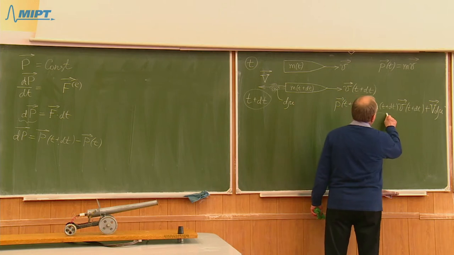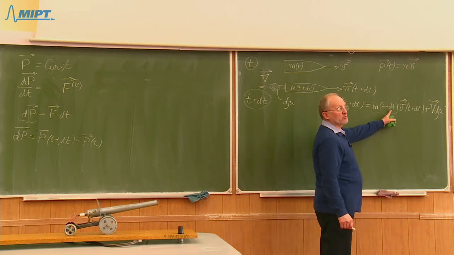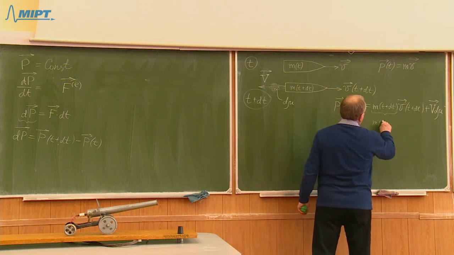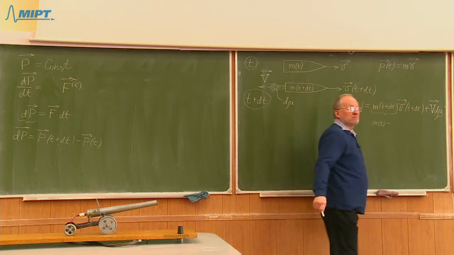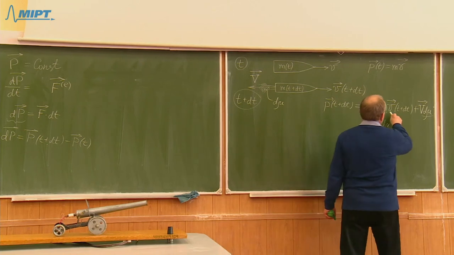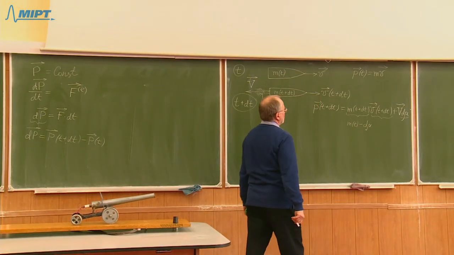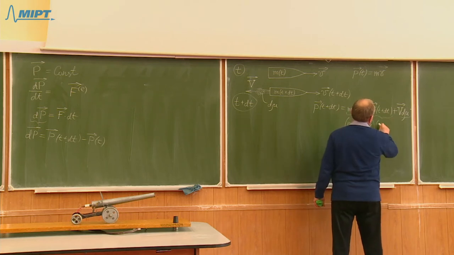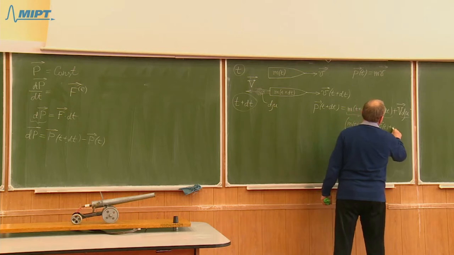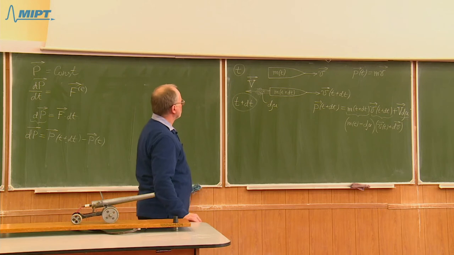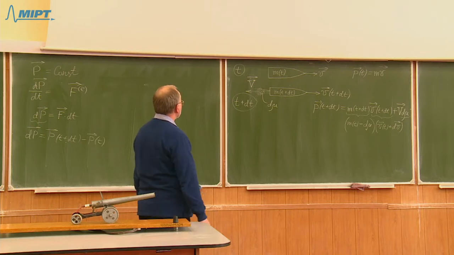Now we have to understand what is m, what is the mass of the rocket at this moment of time as compared to the initial mass of the rocket. This coefficient here will be equal to the initial mass of the rocket minus the mass of the fuel, which was burnt and thrown away, minus d mu. And the velocity will be equal to the initial velocity of the rocket plus some increment of velocity.